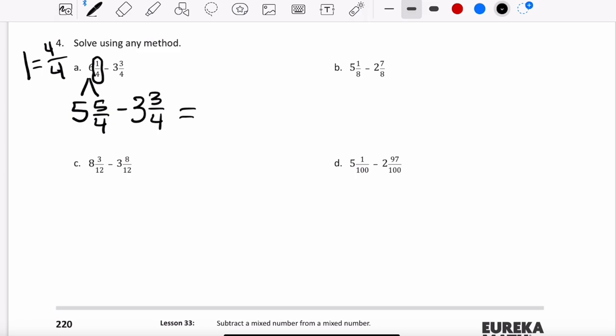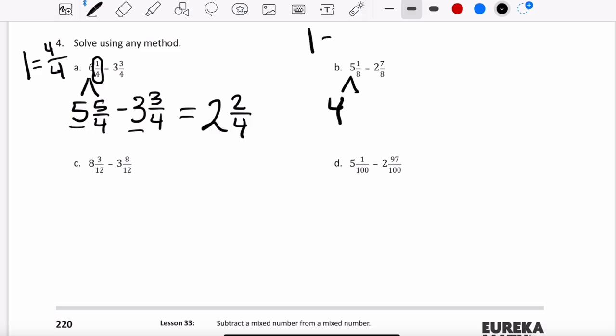Now we're ready to subtract the 3 and 3/4. So we're first subtracting our whole numbers, 5 and 3, gives us 2. Then we subtract our fractions, 5/4 and 3/4, which gives us 2/4. Okay, so looking at the next one, we have 1/8 and 7/8, so we have to borrow. So we're going to borrow from our whole, and we're going to take 1 away. That 5 is going to become a 4.